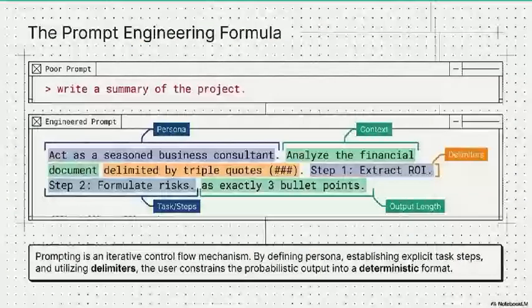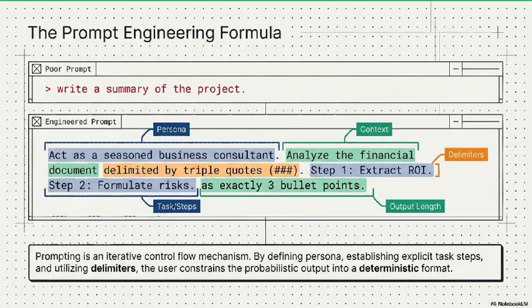And this brings us to a massive blind spot for most people. We have to talk about the economy of how this works. We have to talk about tokens. The token. It is the fundamental API economic unit. We mentioned earlier that LLMs don't read words, they read math. The bridge between a human word and a mathematical coordinate is the token.